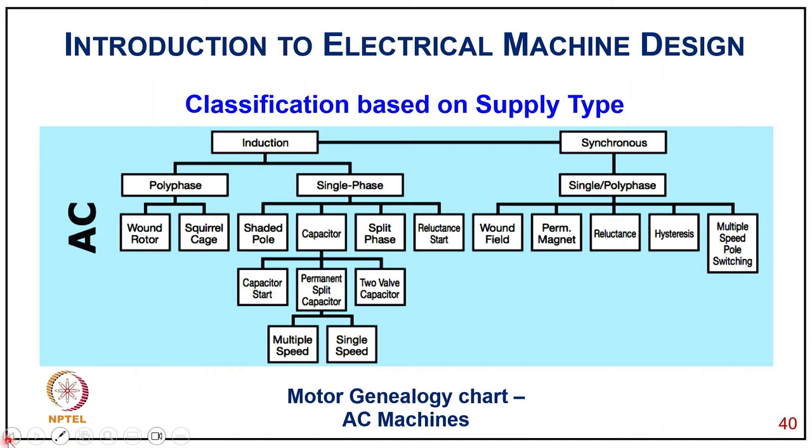Well, we like to classify these machines based on supply type. So first we talk about AC machines with two classifications, induction and synchronous. Induction we again classify as polyphase and single phase. In polyphase we have wound rotor, typically doubly fed, and squirrel cage, and in single phase of course we have shaded pole and capacitor type motors, which are further classified as capacitor start, permanent capacitor, two value capacitors, multiple speed and single speed, followed by split phase and reluctance start. And of course in synchronous we again have classification of single phase and polyphase with wound field, and in wound field we have two kinds, typically cylindrical and salient pole machine, then permanent magnet machine, then synchronous reluctance machine, hysteresis machine, followed by multiple speed pole switching machines. So that's the classification of AC machines.